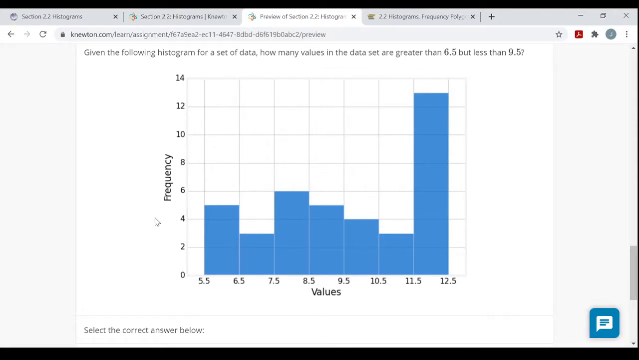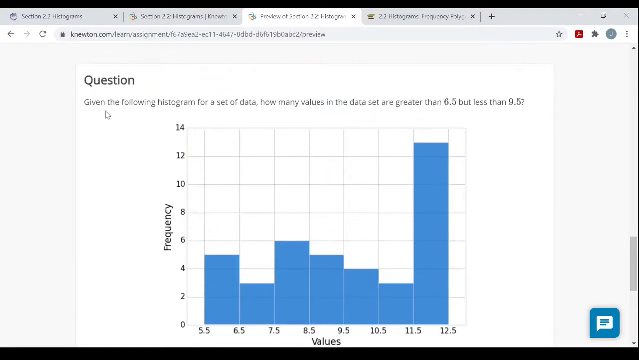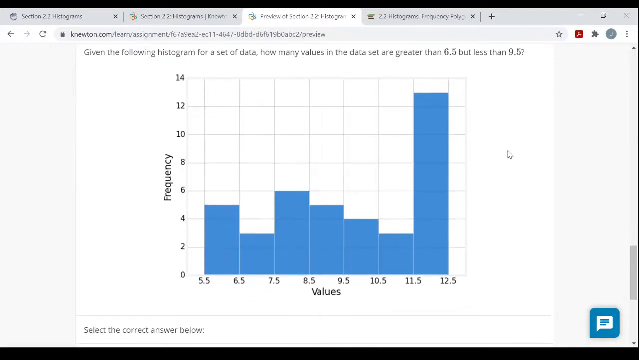Here it's just frequency, counts. Given the following histogram for a set of data, how many values in the data set are greater than 6.5 but less than 9.5? So here's 6.5. Again, the horizontal axis will represent the values in the data set, and the vertical axis will just be how many there are, frequency, or what percentage, relative frequency. All right, so we have 6.5 to 9.5.